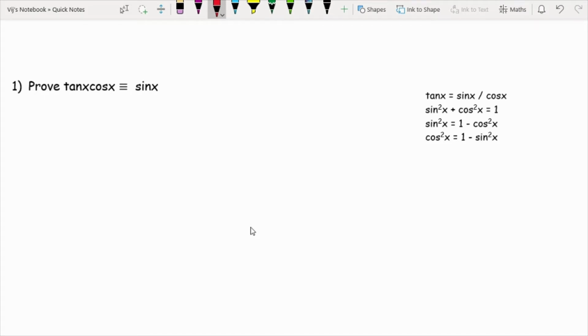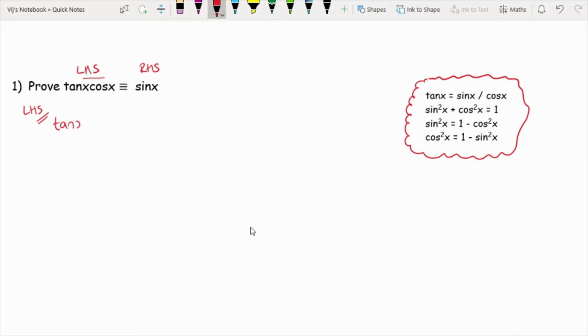So we've been asked to prove that tan x cos x is equivalent to sin x. Here I'm just going to label this the left hand side, and here we've got our right hand side. I've made a note of the trig identities, so I can use this as a fail-safe if there's something I'm not too sure about. I'm going to start off by identifying which side to start with, and I'm going to start with the left hand side. So I'm just going to write that out again.